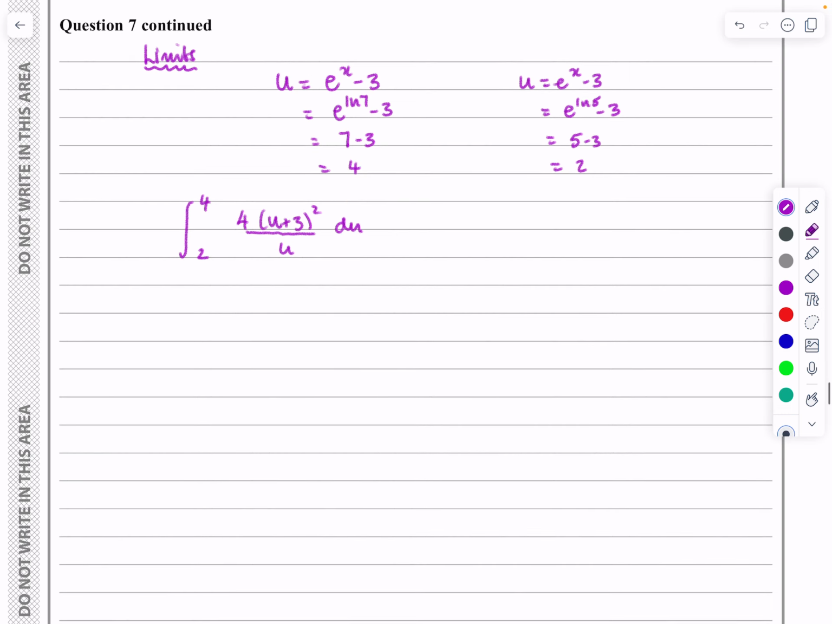This is not an unusual version of this one then, just I'm going to multiply it out and tidy it all up. So u plus 3 squared is u squared plus 6u plus 9. 4 lots of that then is going to give me 4u squared, 24u, and 36 all over u du. So that's going to give me, finally, the integral of 4u plus 24 plus 36 over u. That's actually the integral that I'm going to now end up having to do.